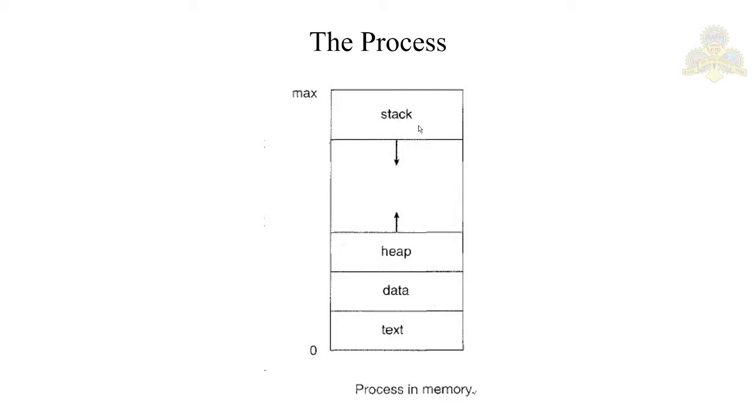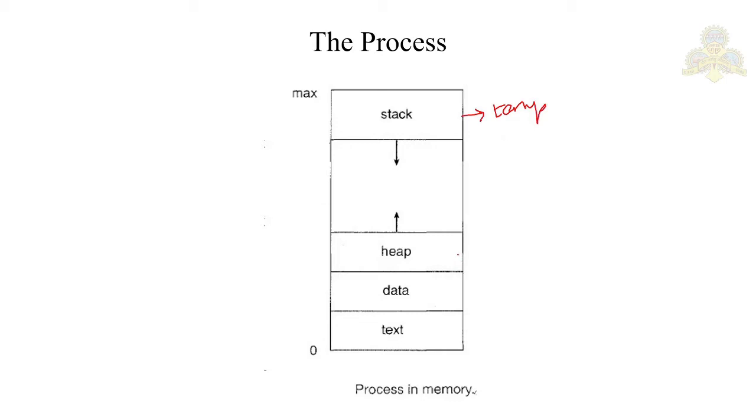Now what does this stack do? Your process stack contains temporary data such as your method or function parameters. It can also contain return addresses and local variables. Got it? Your stack basically contains temporary data. So the data can be your method or function parameters, return addresses, and local variables.